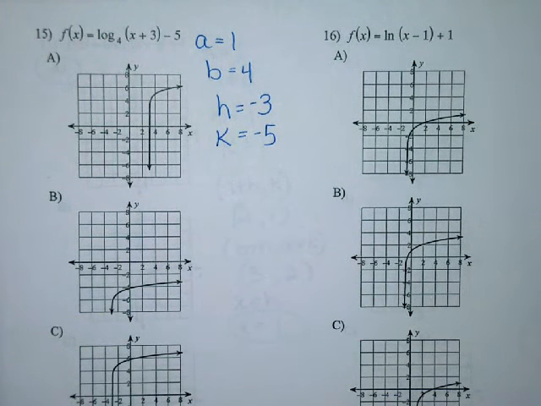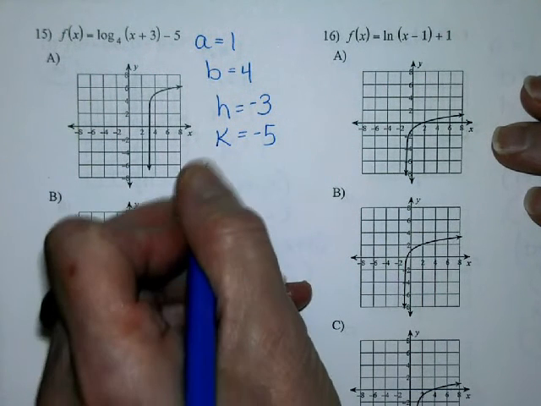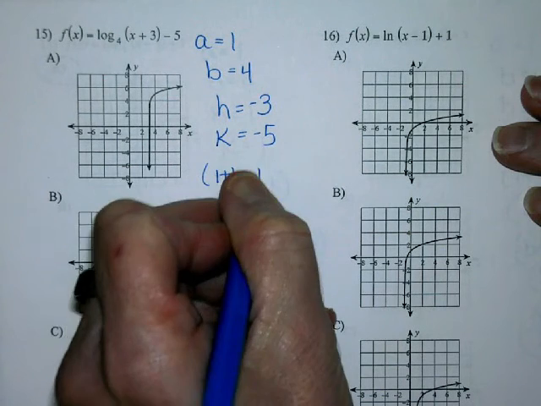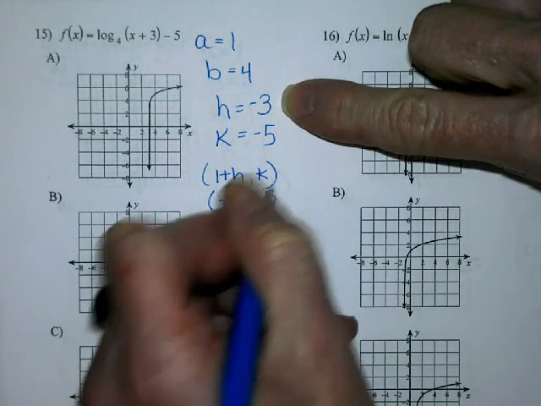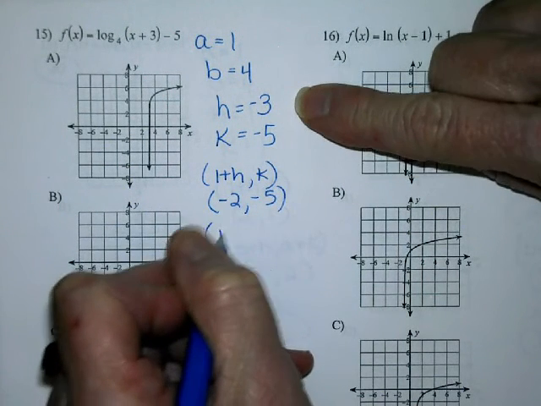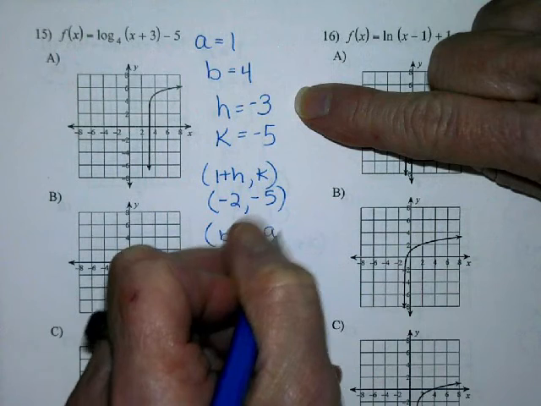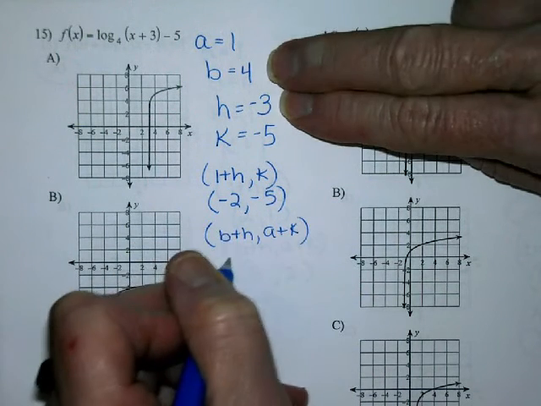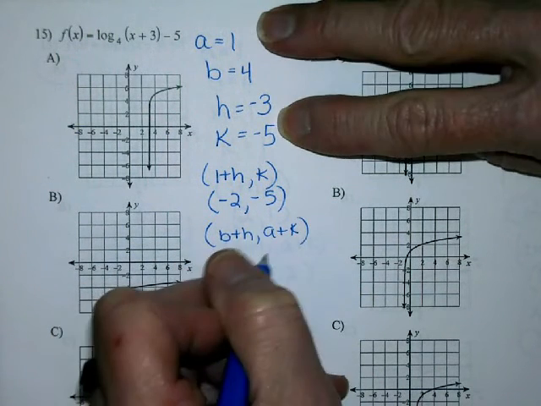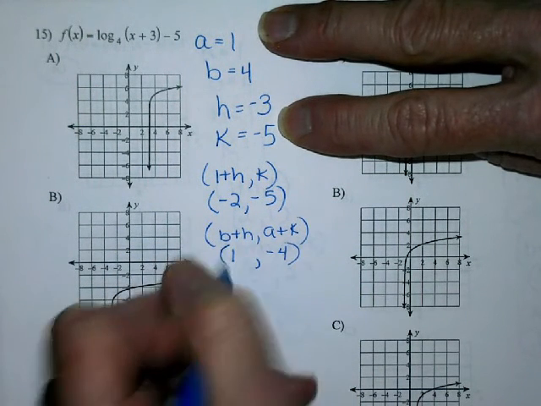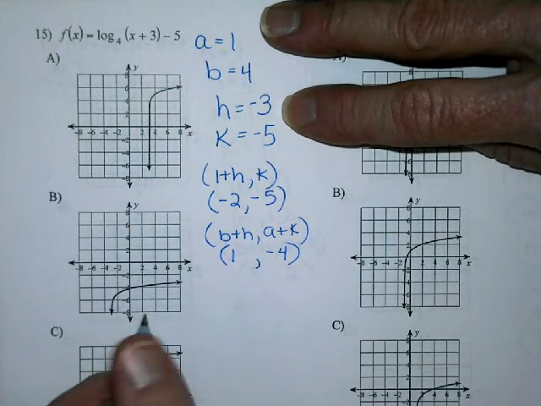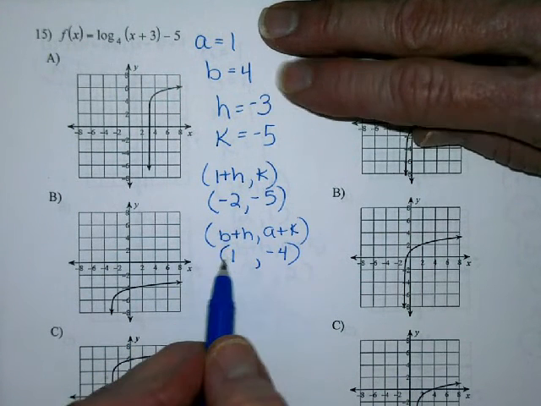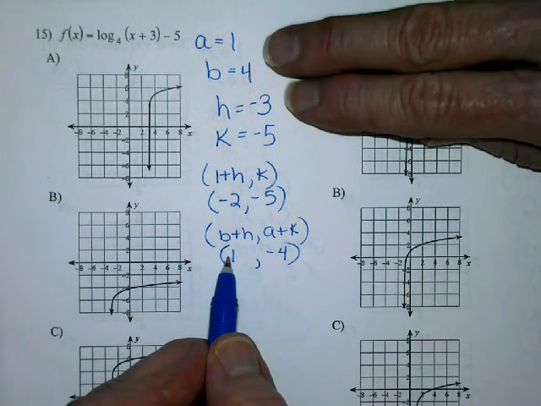Okay, we got 2 negatives there. Right, H is negative and K is negative. Righty? 1 plus H. Okay. Do your math, right? B plus H and A plus K. 1 and negative 4. Right?